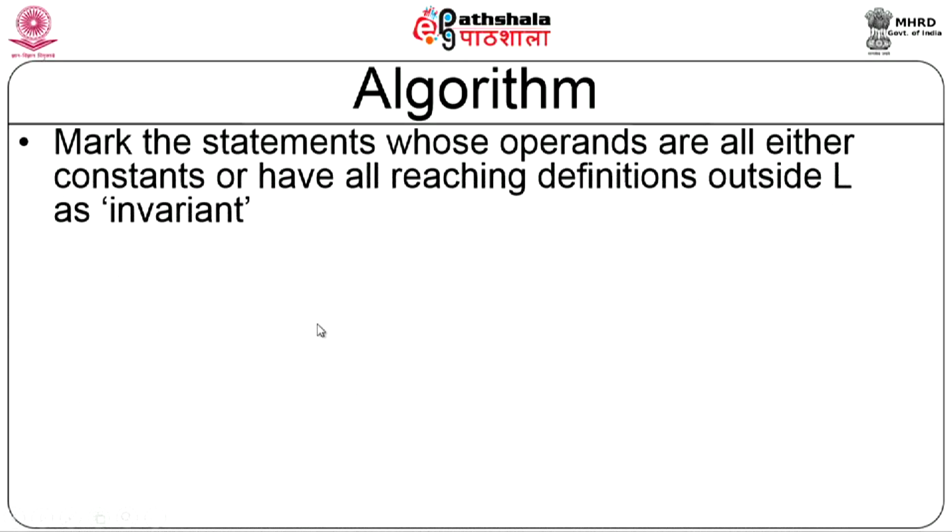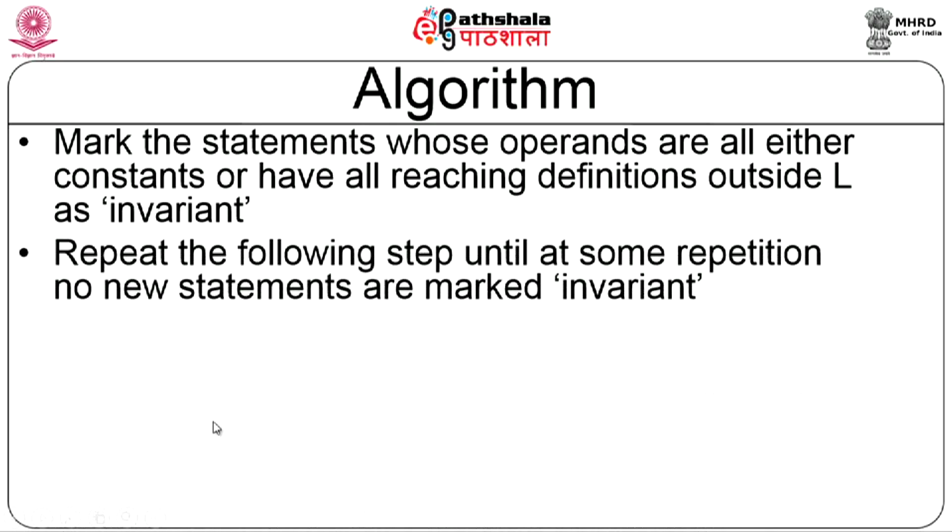So, what we have to do basically is mark the statements whose operands are all either constants or have all reaching definitions outside L as invariant. So, you have to start by marking some statements as invariant. The condition for marking them as invariant is those variables who have all definitions reaching outside the loop or statements that have a constant involved. So, the constant is also not going to change, right. So, those statements are marked basically as invariant, and repeat the following steps until at some repetition no new statements can be marked as invariant.